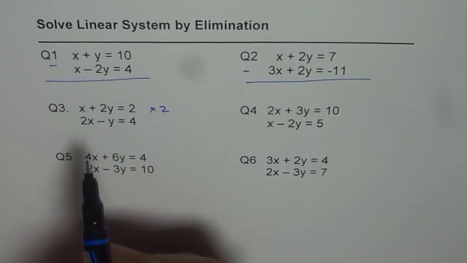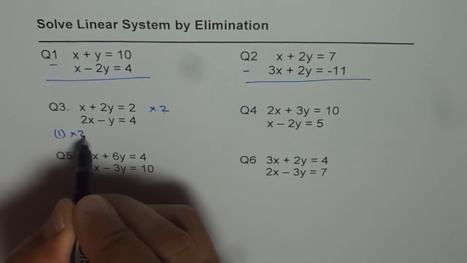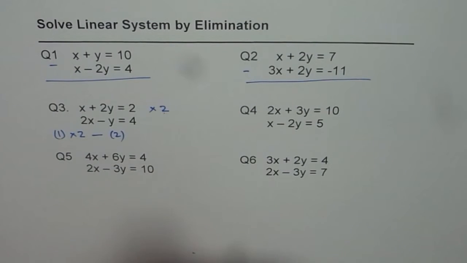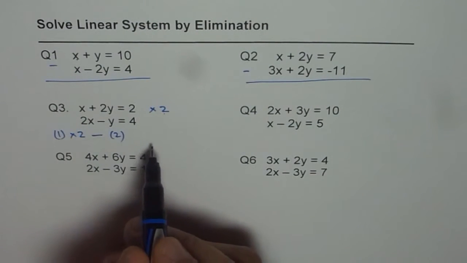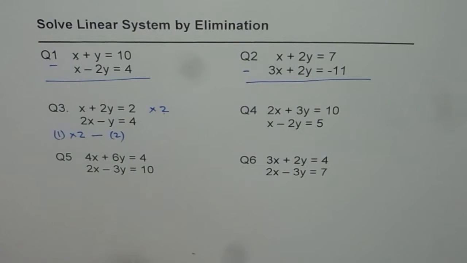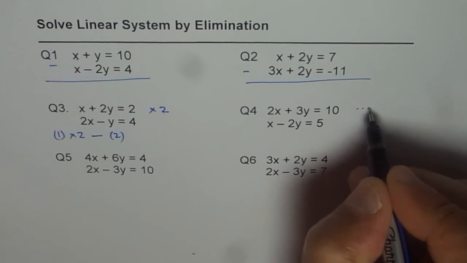Do you see that? So in this particular case, we can multiply equation 1 by 2 and then take away equation 2 to eliminate x, find y, substitute the value of y and find x. That is how you get your solution, right? Now let's move on to question number 4.